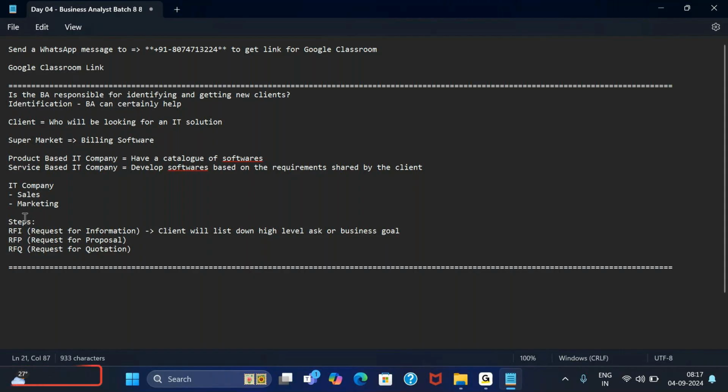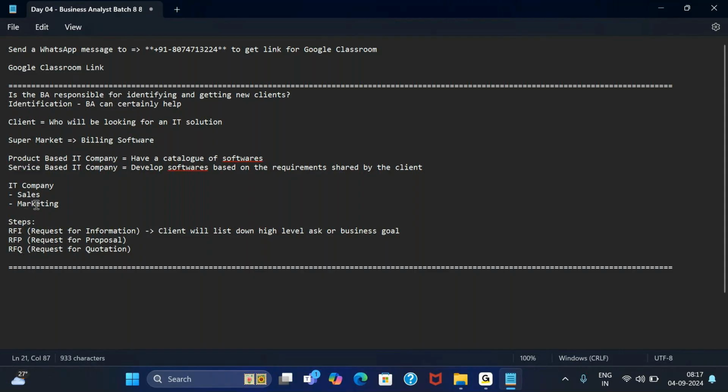So that's the first step that happens: a client identifies a business opportunity that they want to work upon, and for that business opportunity they require some kind of IT support. Okay, so that's the initial stage, request for information. That's the opportunity they come with.